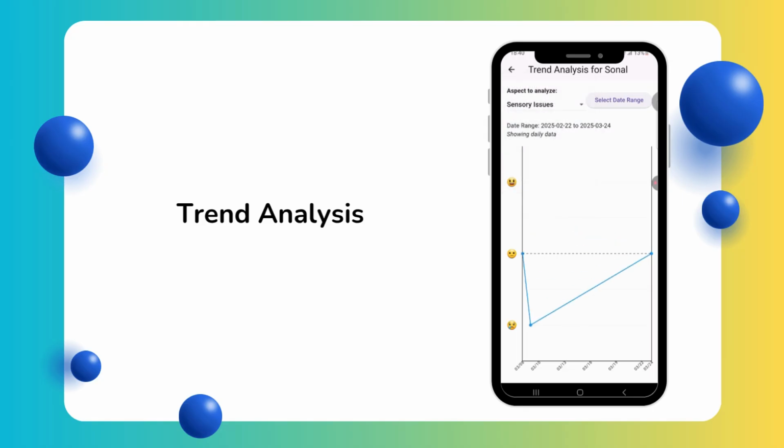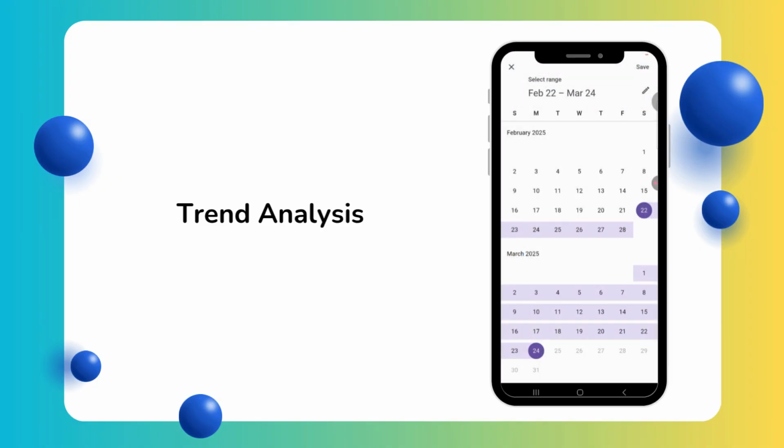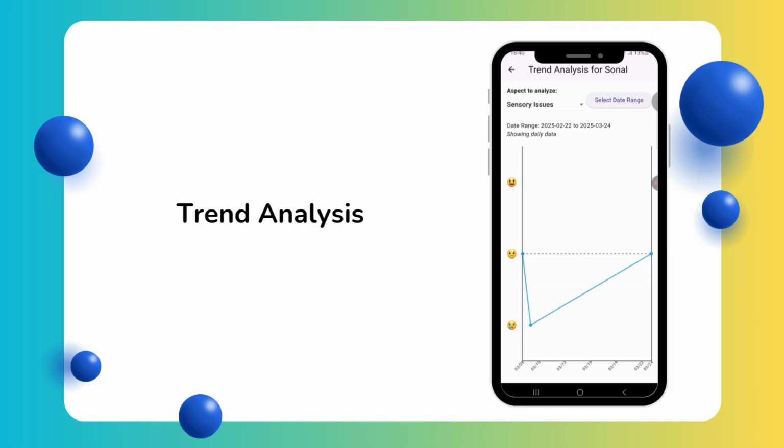Tap Select Date Range to define the time frame for analysis, then tap Save. A line graph appears showing emotional trends for the selected aspect over the chosen date range. This helps in understanding how a child's emotional or behavioral status evolves over time, allowing for better caregiving strategies and informed therapist discussions.